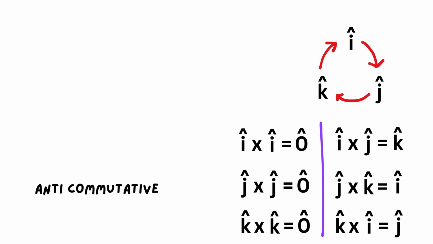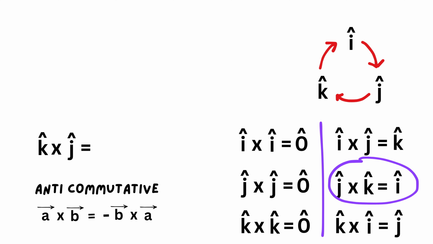The cross product is anti-commutative, which means that swapping the order of the vectors changes the sign of the result. So if you have two vectors A and B, the cross product follows this rule: A cross B equals minus B cross A. So for example, if you take k cross j, it will become minus i.